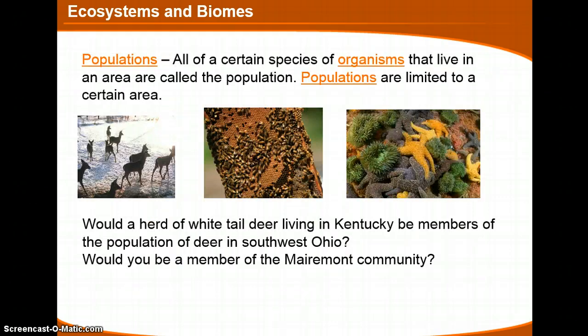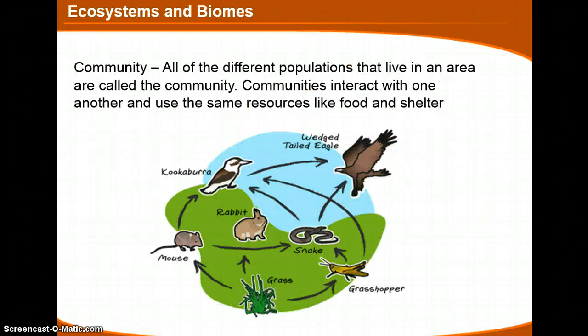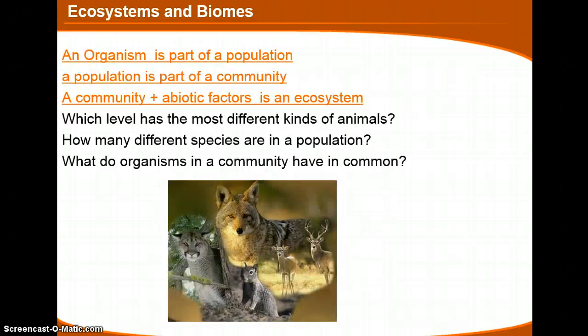Moving on from there, we talked about populations. Populations are all the members of a certain species of an organism. So it's one species of a type of organism that live in an area. Communities are all the populations that live in a specific area. So it would be all the rabbits, all the snakes, all the hawks that live in a certain area. Then we talked about how a community, which is all the populations, plus the abiotic factors together make an ecosystem.